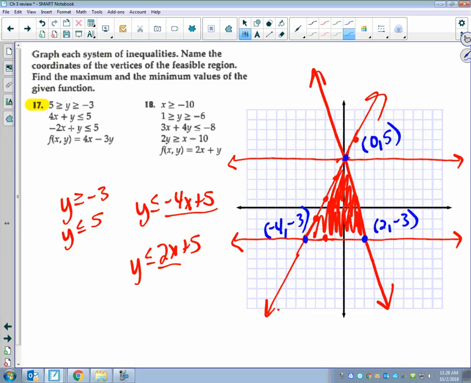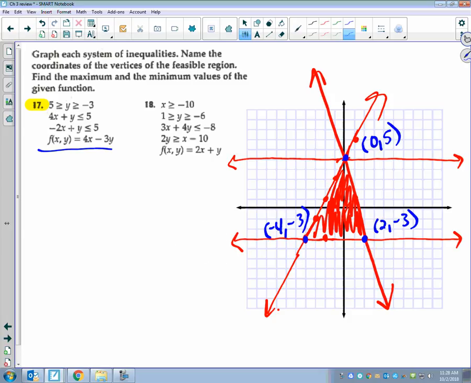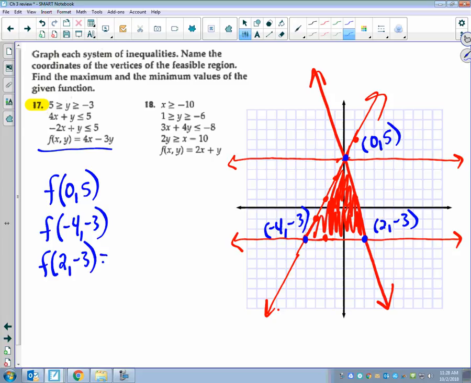And then the difference between what we did in 3.3, which is just tell me the coordinates, is it gives you a function to maximize or minimize. So it says find the maximum and the minimum. So I'm going to plug in each of these points and see what I get.